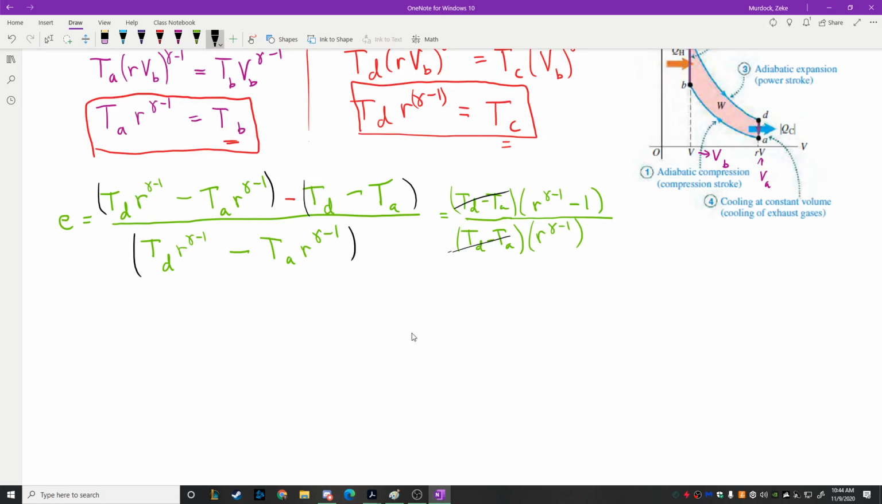That looks good? Okay. And then what we have is R to the gamma minus 1 minus 1, over R to the gamma minus 1, but we can write that a little more simply. The efficiency for the Otto cycle is going to be 1 minus 1 divided by R to the gamma minus 1. Now, this is the way your book puts it. I don't like the way this is written. I think we can write this in a more simple way. But here, this is what your book puts. This is going to be the efficiency of the Otto cycle.